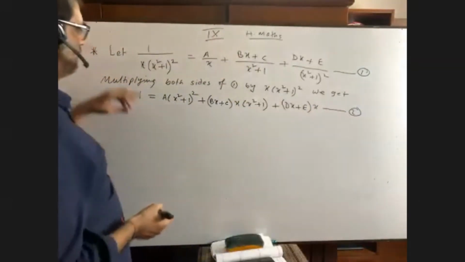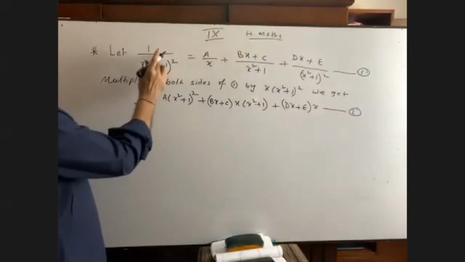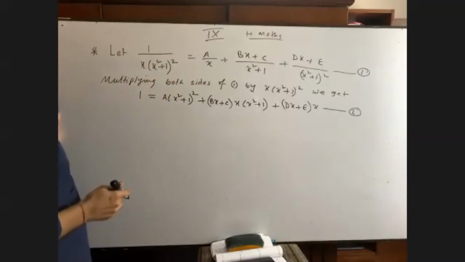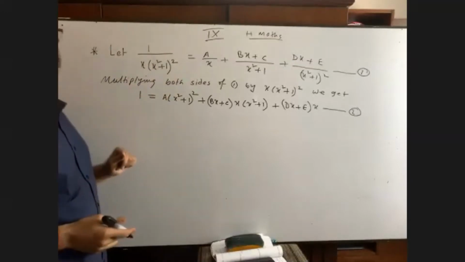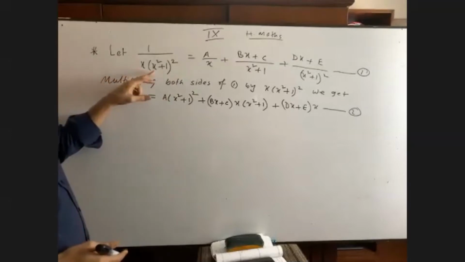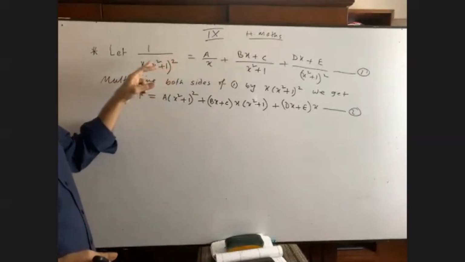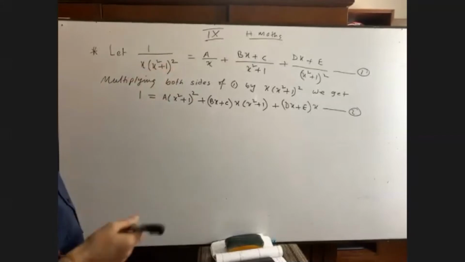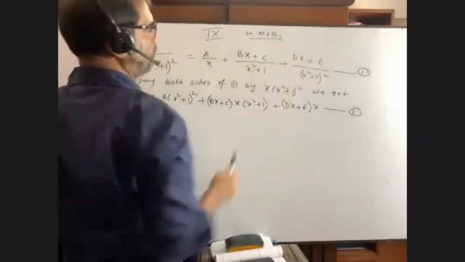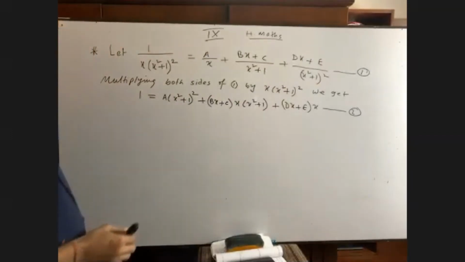Here the degree is what? 2 to the 4, 4 and it is 1, 5. See the denominator. We are getting the degree 5 of the polynomial. Power is 1, here power is 2 to 4, 4 plus 1, 5. So we have to take 5 unknowns: A, B, C, D, E. We have taken 5 unknowns. Okay.